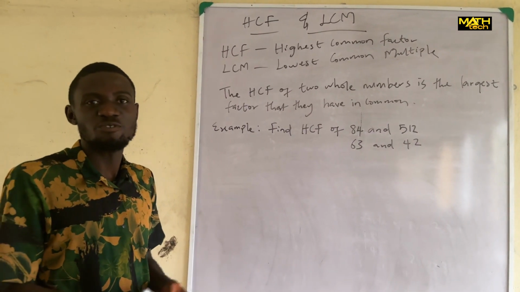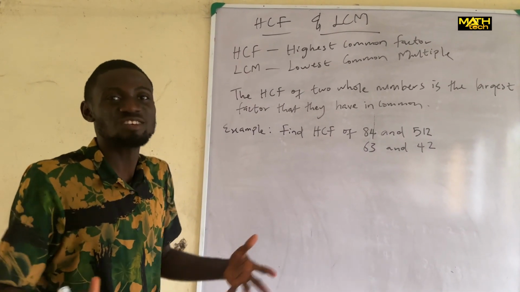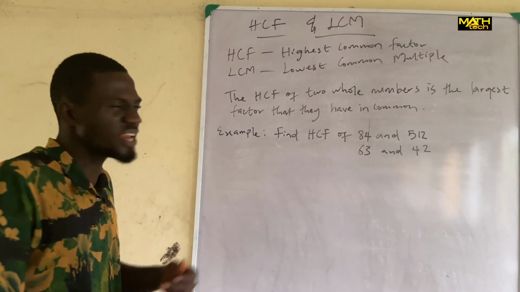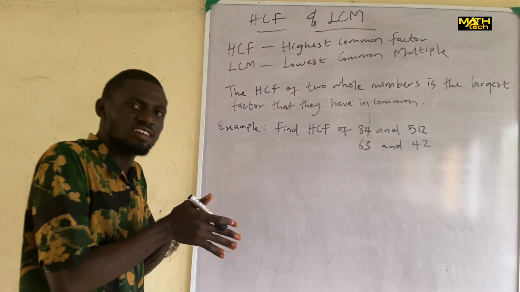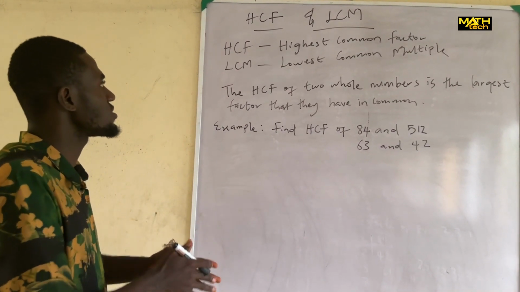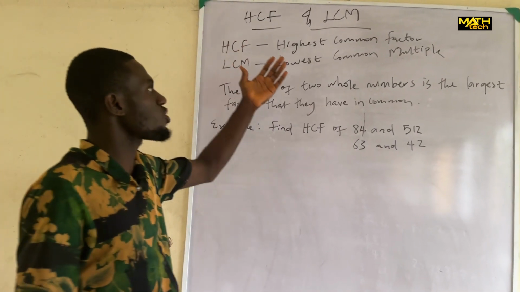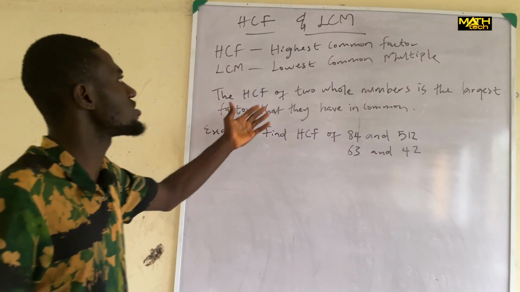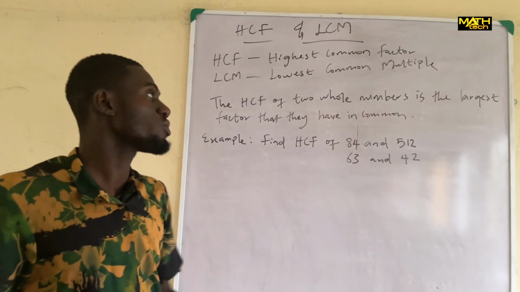A well-known topic for everybody, just like rice and beans. Simple for everybody. Everybody knows this. But let's go deeper and learn more on HCF and the LCM. Now HCF, which is highest common factor, and LCM, which is the lowest common multiple.